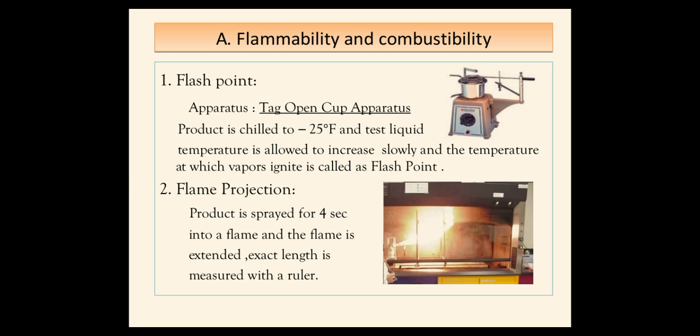Flammability and combustibility. The apparatus used is the open cup apparatus; all these are very important from the GPAT point of view. The product is chilled to minus 25 degrees and the test liquid temperature is allowed to increase. The temperature at which the vapor ignites is called the flash point. Flame projection: the product is sprayed for 4 seconds into a flame, and the extension of the flame is measured with a ruler.